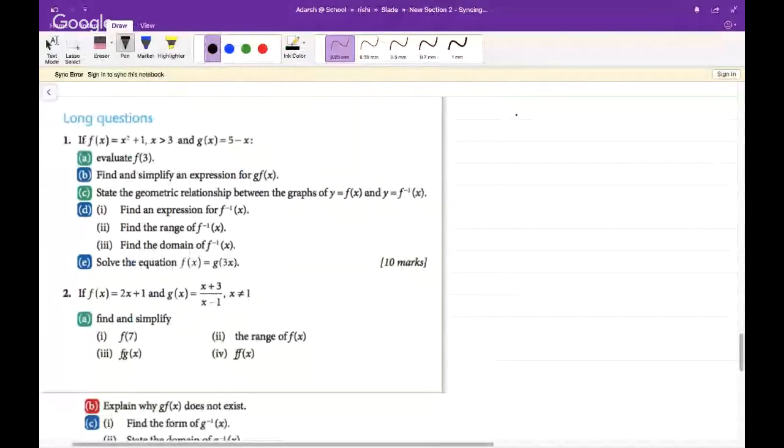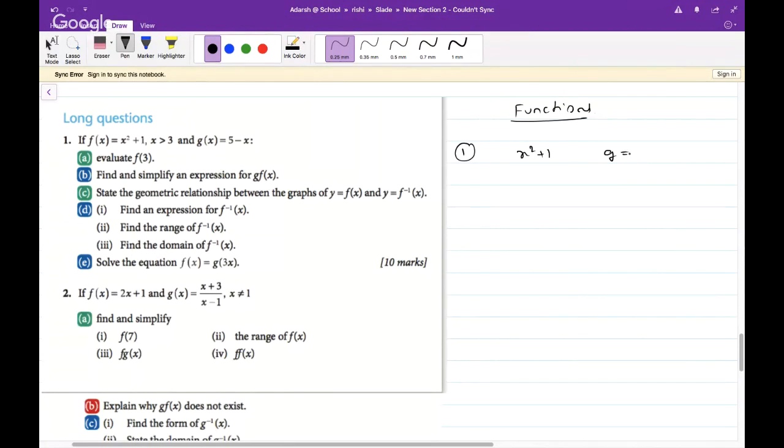Let's do a third video on functions, long questions, starting from question 1. Now the first function f of x is given as x squared plus 1 and g of x is given as 5 minus x.